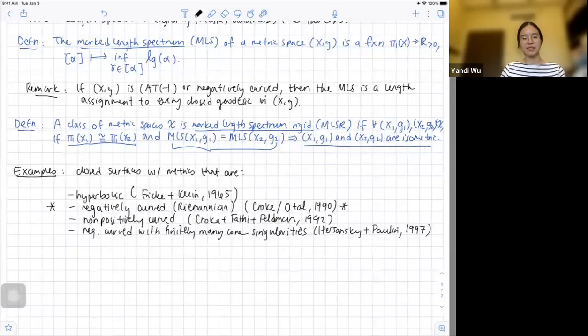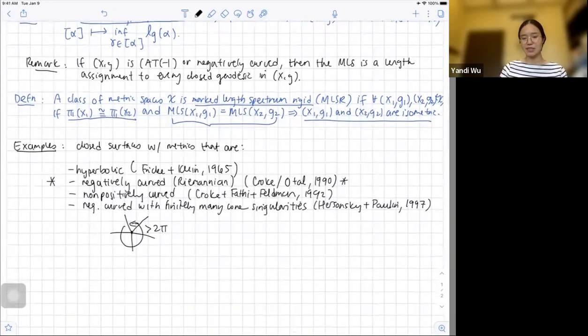I can briefly explain what I mean by cone singularity. Basically, cone points are points where there's too much angle around them. The total angle measure around a cone point is greater than 2 pi, and that's a characteristic of negative curvature. So these are points of too much angle. And now we're allowing for some singular metrics as well.